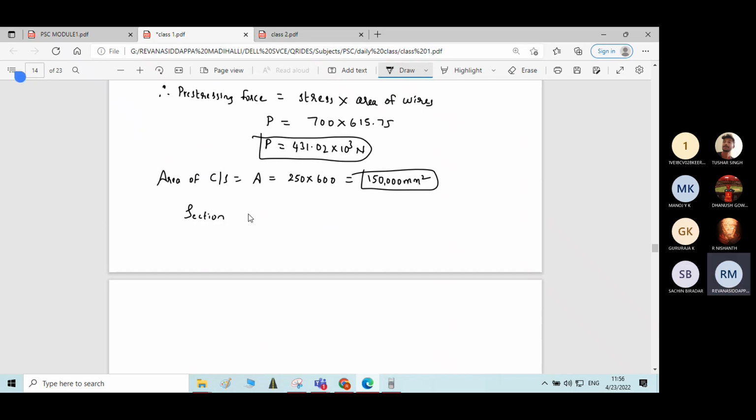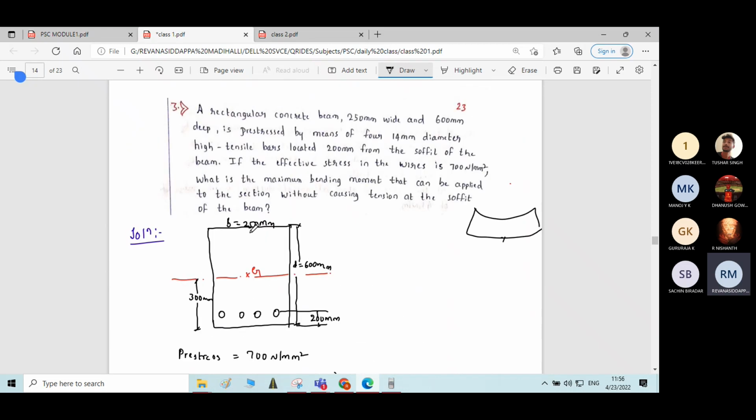Section modulus, Z is equal to I by Y, where I is BD cube by 12, divided by Y. What is Y? It is the distance of the centroid from the top fiber or the bottom fiber. The figure is symmetric about the x-axis, so ZT and ZB will be the same. ZT is equal to ZB is equal to Z.